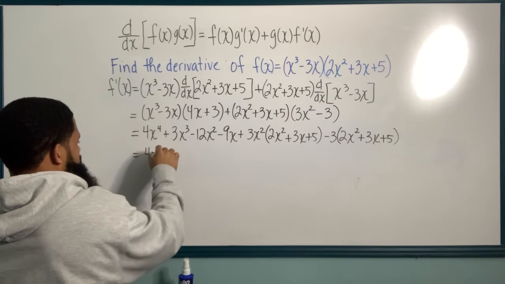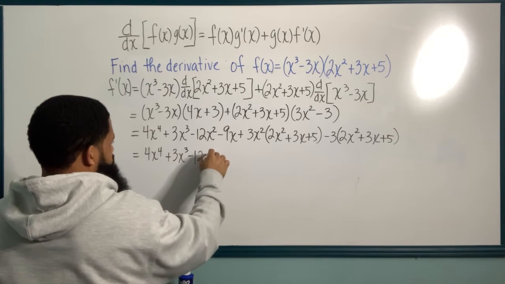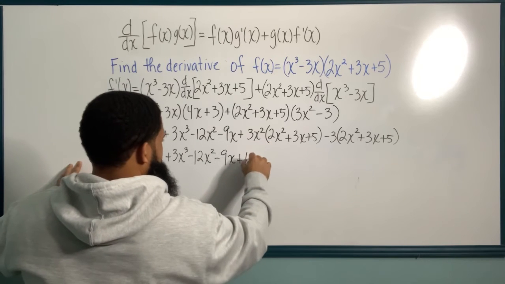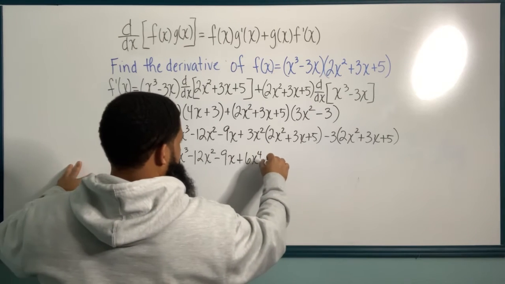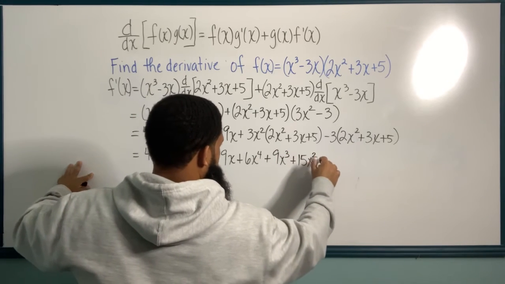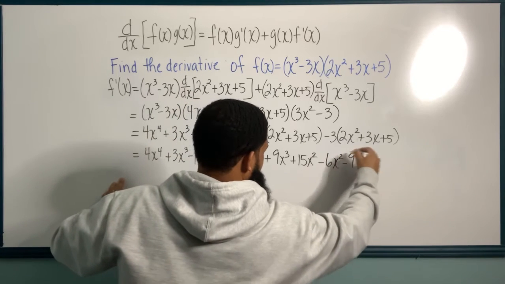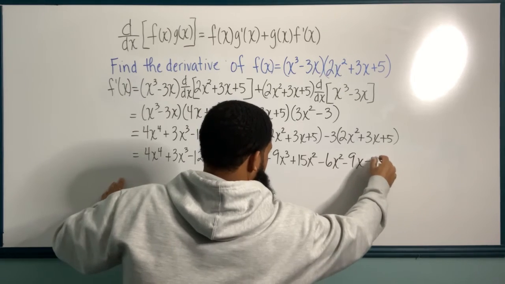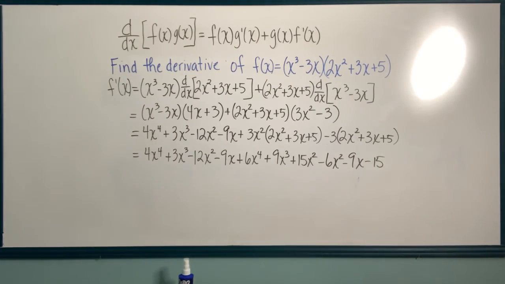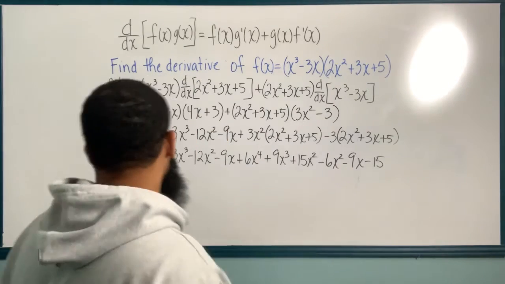4x to the fourth plus 3x cubed minus 12x squared minus 9x plus 6x to the fourth plus 9x cubed plus 15x squared minus 6x squared minus 9x minus 15. That's a long one. That's a doozy. I got to move my big head out the way so y'all can see that. Right back at ya. All right, now we just combine like terms and we're done.